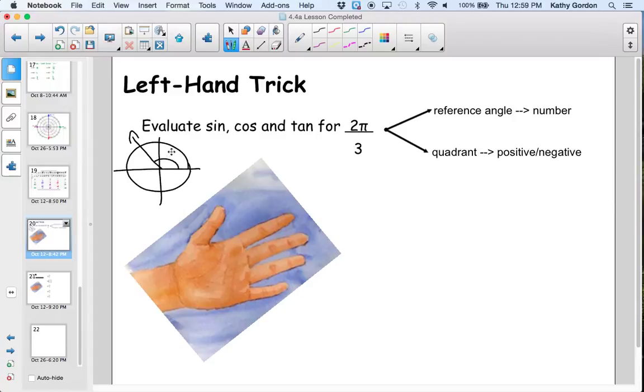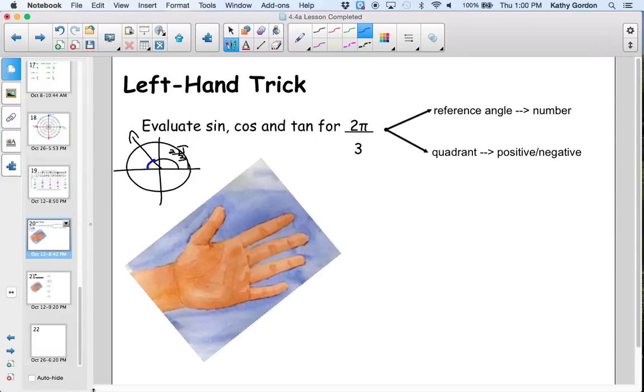So this is the 2 pi over 3 I'm interested in. But this is my reference angle. How much is my reference angle? Really? You're going to shift into degrees? Is there not enough radian going on up here? Pi minus 2 pi over 3, which is pi over 3. 2 pi over 3 has a reference angle of pi over 3.